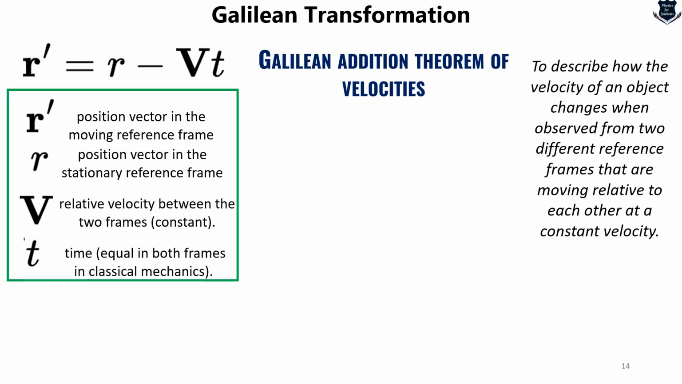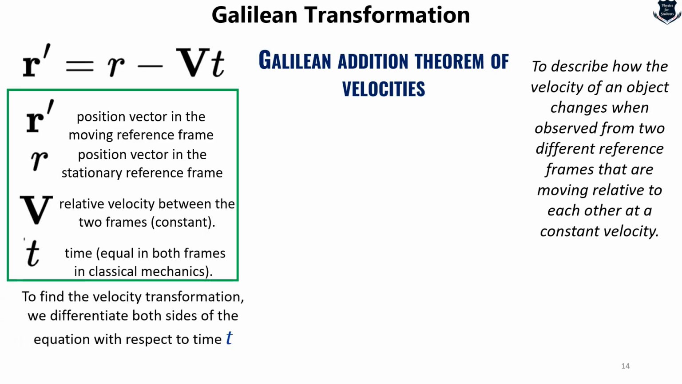So the relation between the position vectors in two frames of reference is this particular equation. To find the velocity transformation, we first differentiate both sides of the equation with respect to time t. Since in the Galilean transformation t equals t prime, time is the same in both frames of reference, so we can simply differentiate with respect to time t.